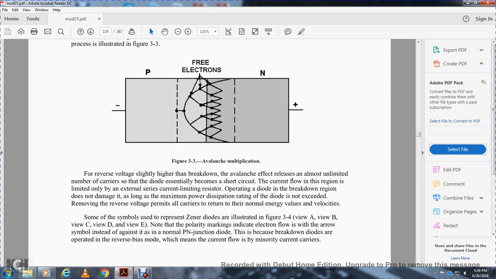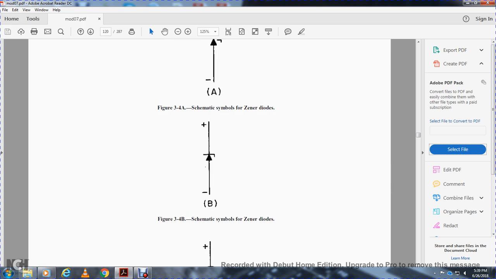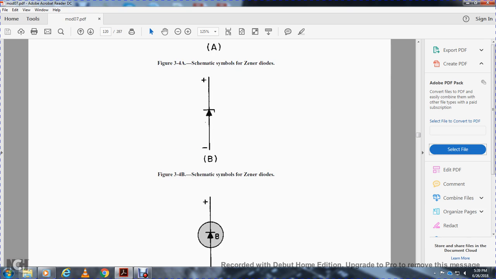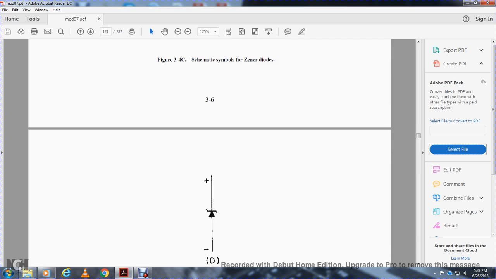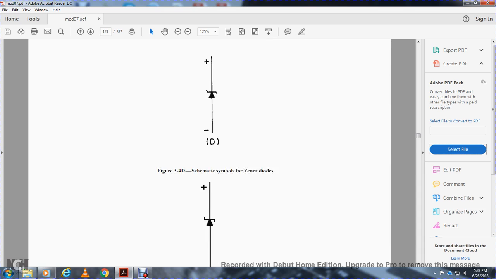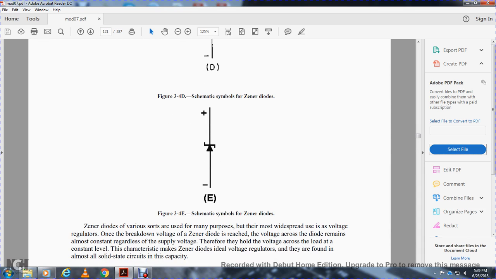Breakdown diodes are operated in reverse bias mode, which means the current flow is carried by minority current carriers. Figure 3.4a shows the schematic symbol of the Zener diode.